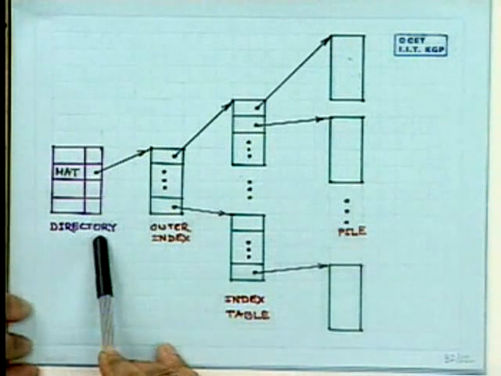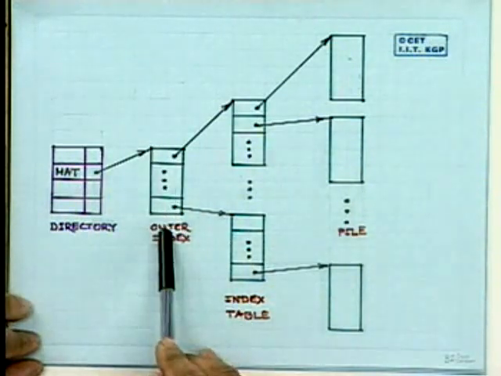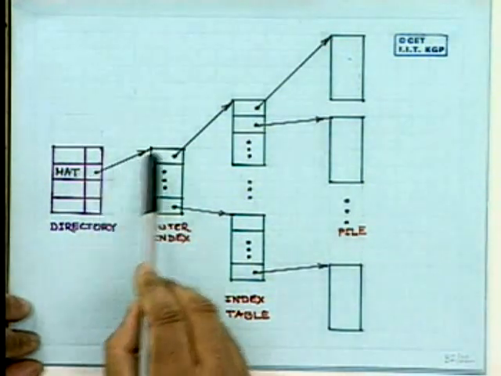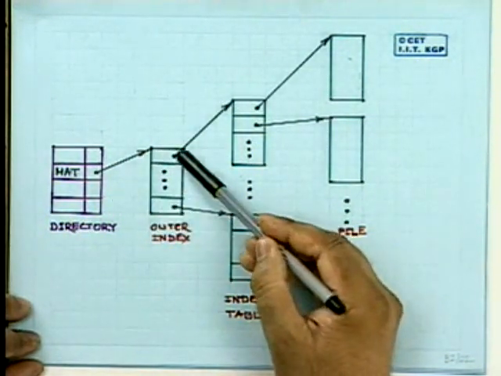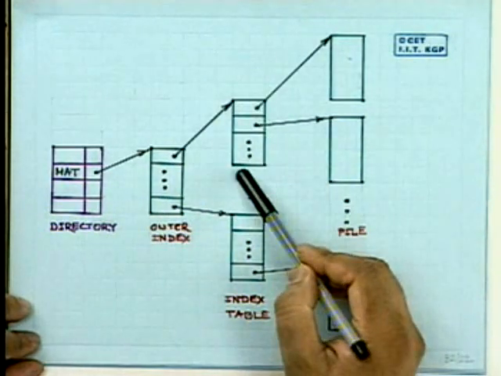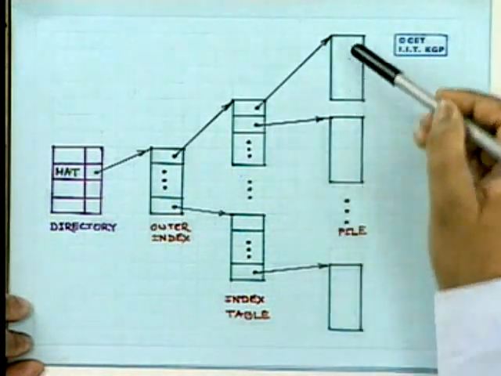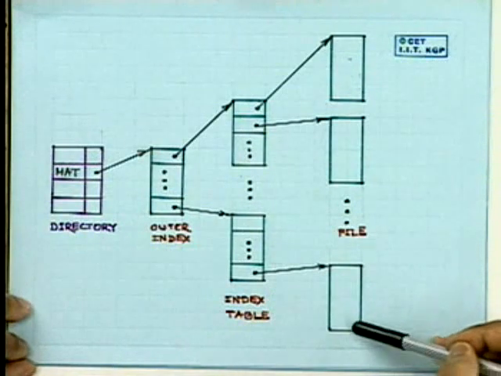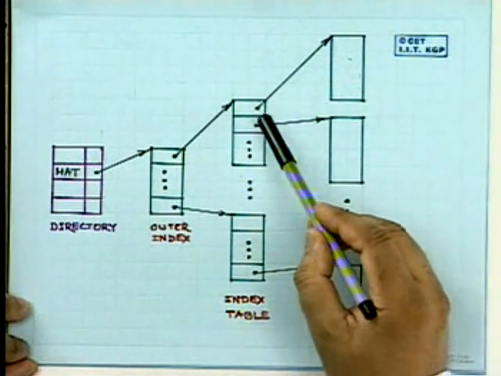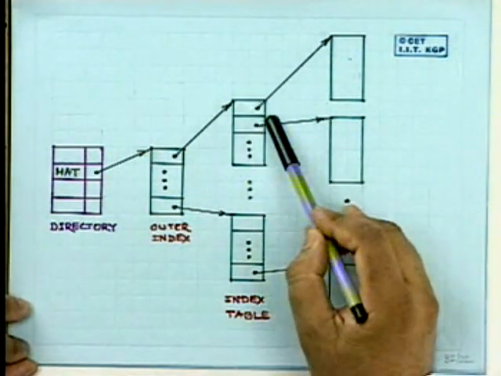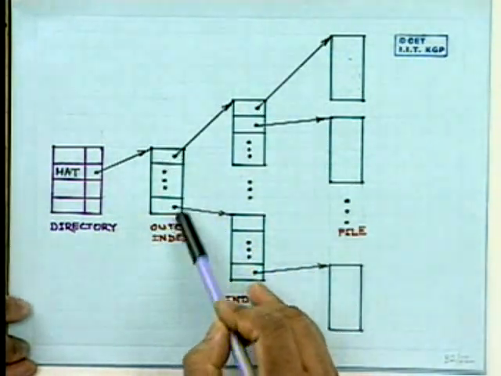Here you see the file is mat. The two-level indexing has been used. This is the outer index. The mat first points to the outer index from the directory, and every entry in that outer index is a pointer to an index table, every entry of which now points to the physical block where the file has been distributed. For example, this is physical block 1 of the file, which is pointed to by the first entry of this index table, and that index table is pointed to by the first entry of the outer index over here.